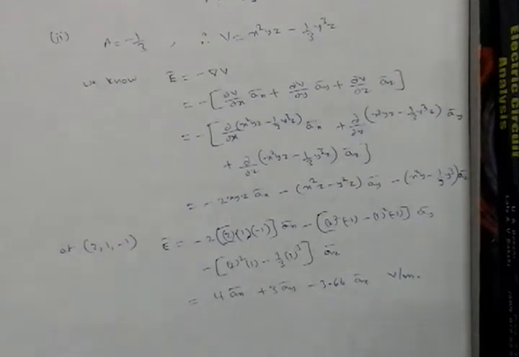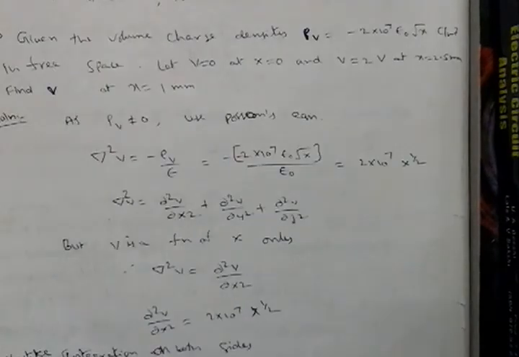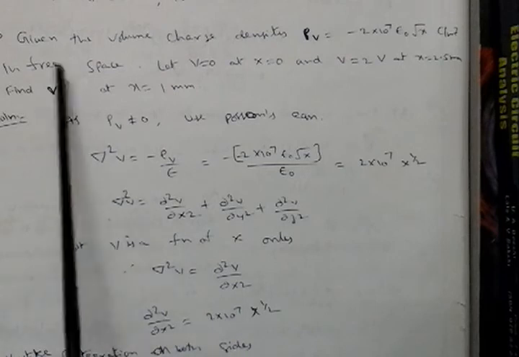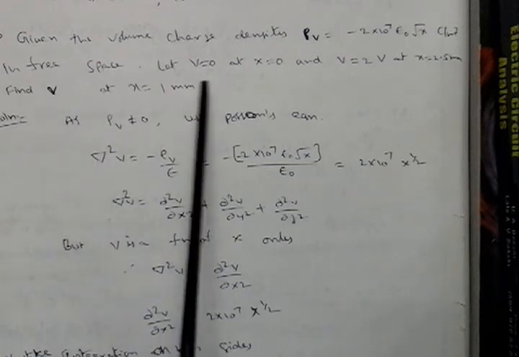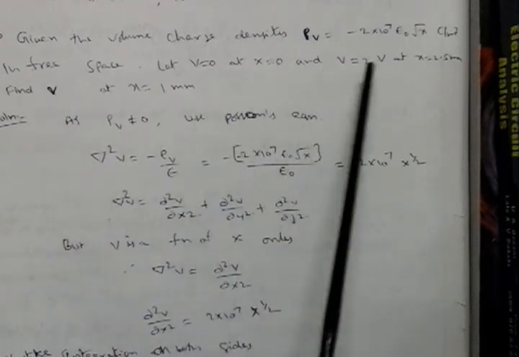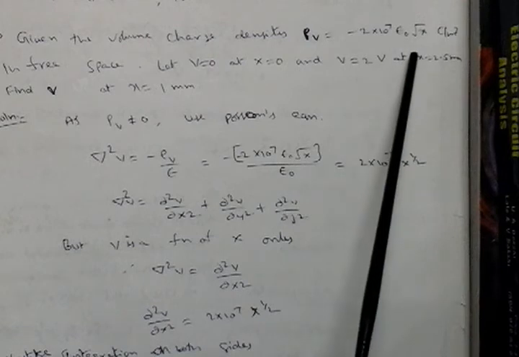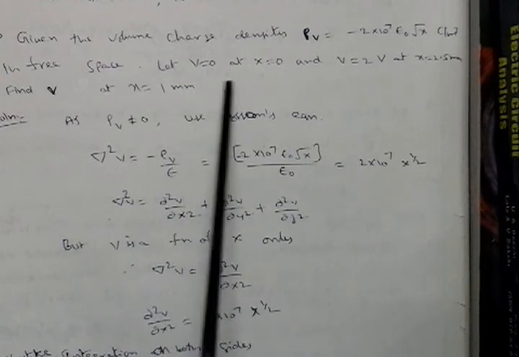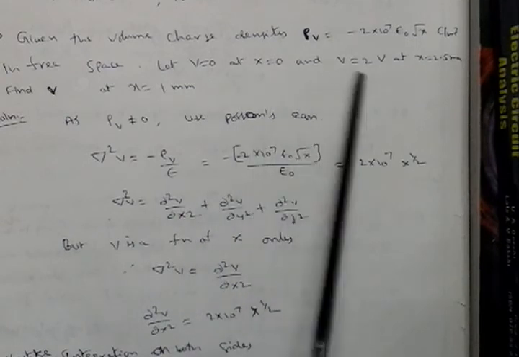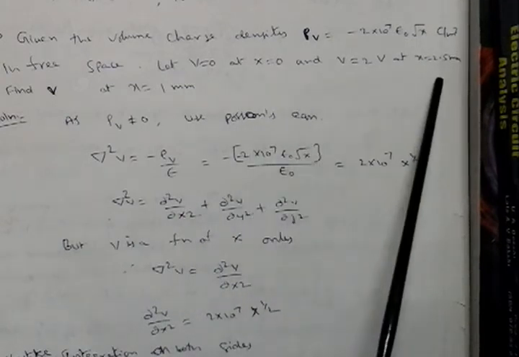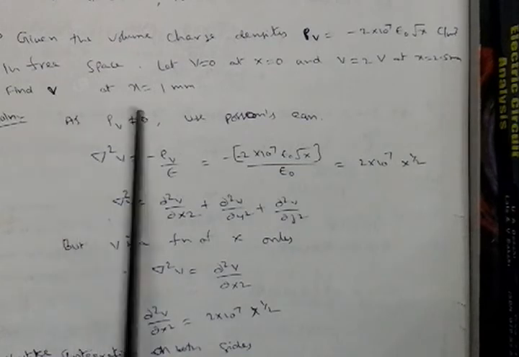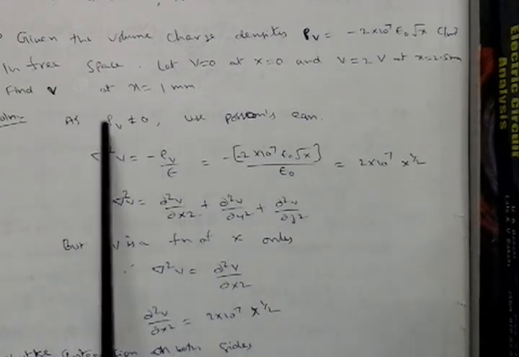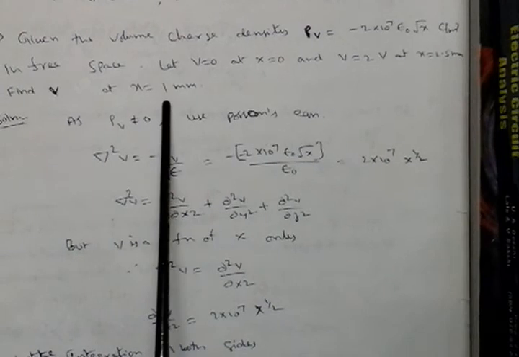This is the extension of the Poisson-Laplace equation. Next we will see a problem based on Poisson's equation. Given the volume charge density rho v equal to -2 times 10 power 7 epsilon naught square root x coulomb per meter cube in free space. Let v equal 0 at x equal to 0 and v equal to 2 volts at x equal to 0.5 mm. Find v at x equal to 1 mm. We need to determine the value of v at x equal to 1 mm.